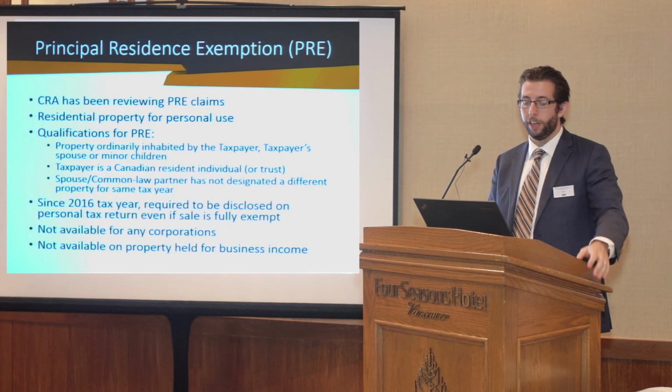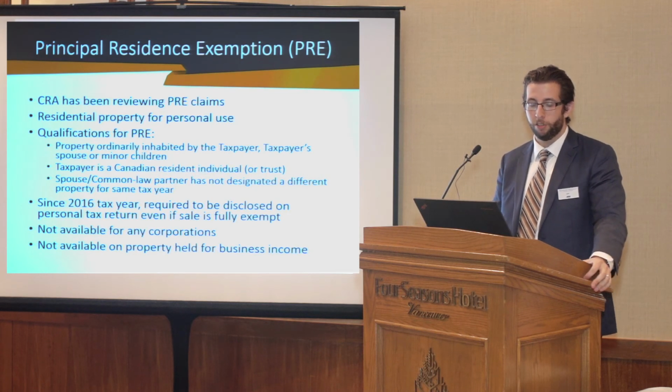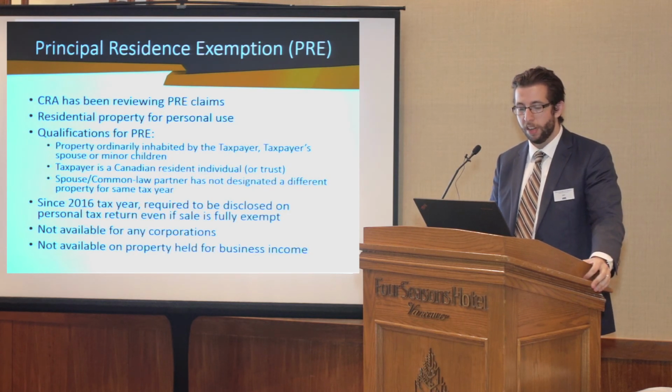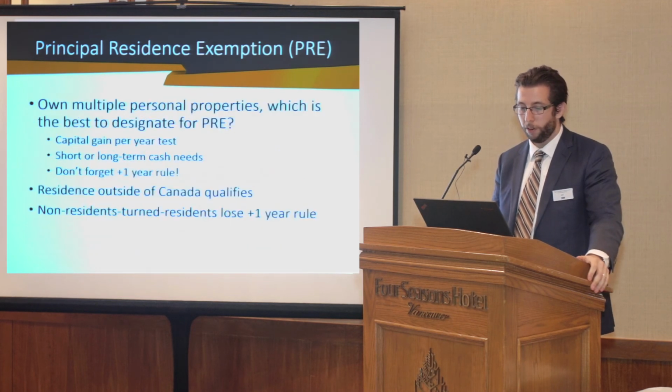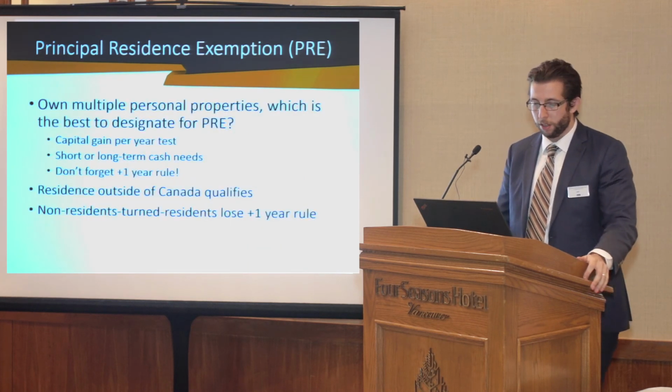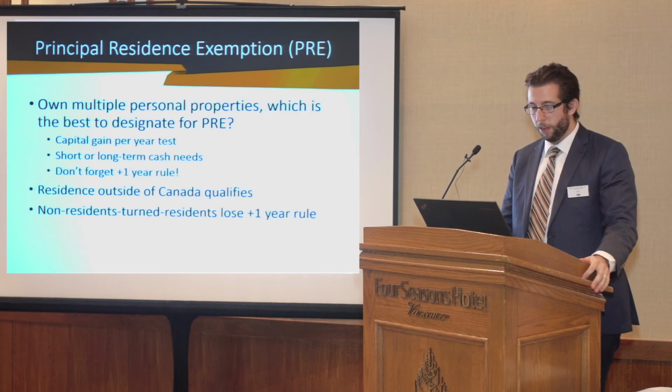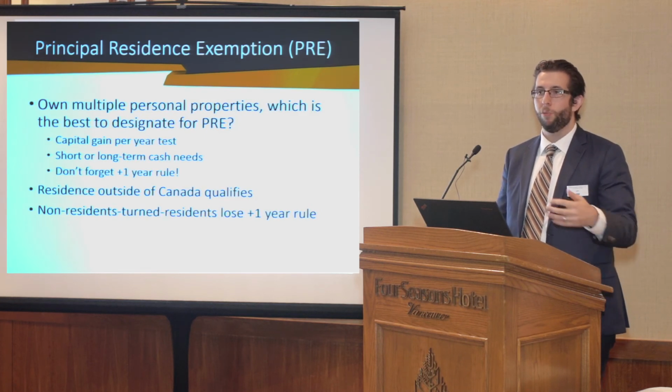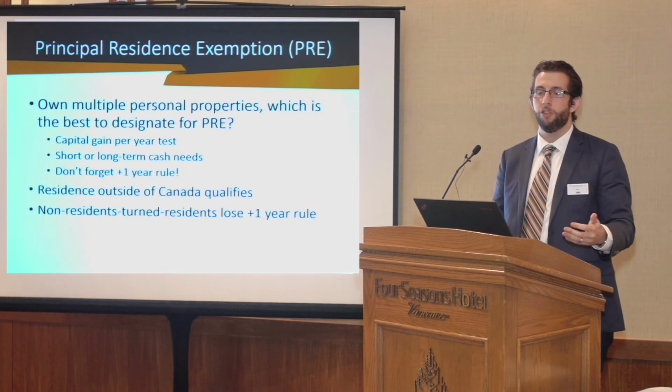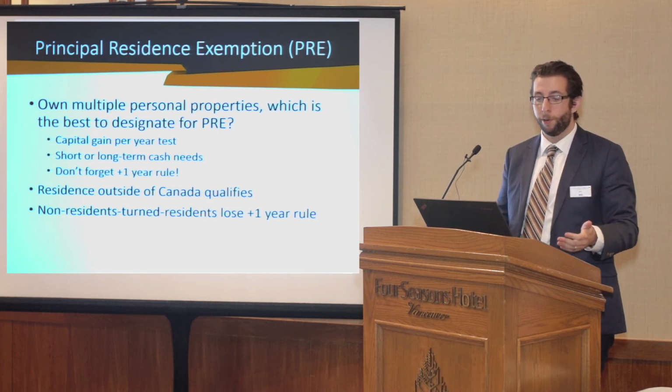Obviously it's not available for any corporations. It's strictly for individuals or trusts, and it's not available on property held for business income. So the question is, if you have multiple personal properties, what do you assign the principal residence exemption to? You can only pick one property per year.